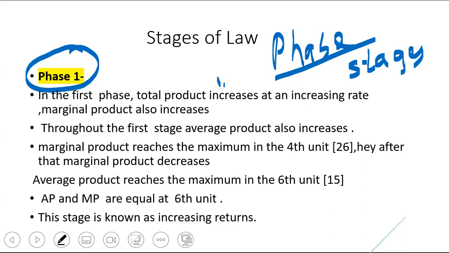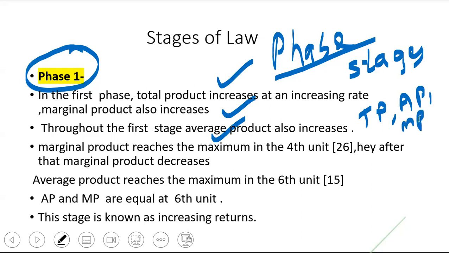Stage number one: TP increases, MP increases, AP increases. All three are increasing. Stage number one means marginal product reaches the maximum. After that, MP begins to decrease.